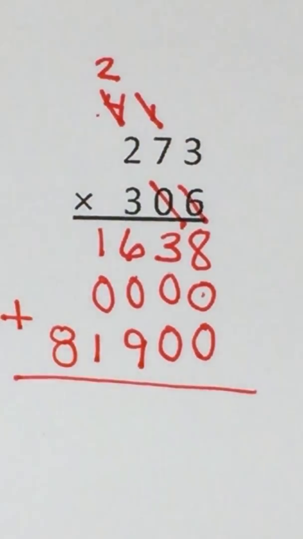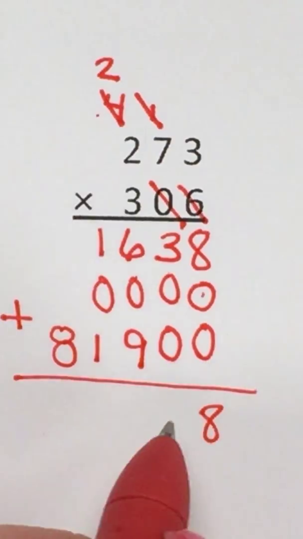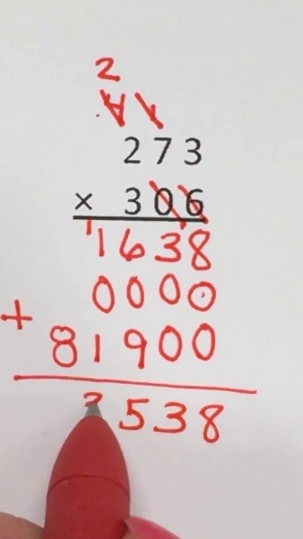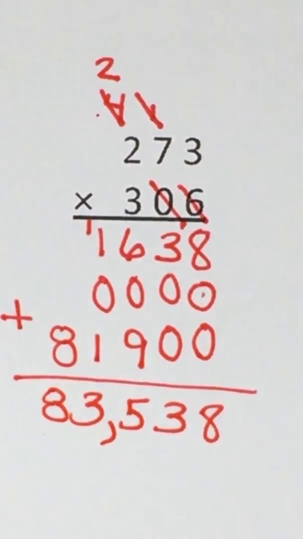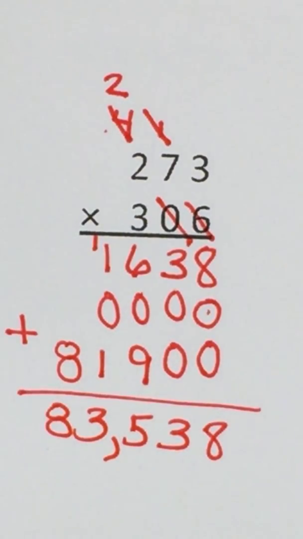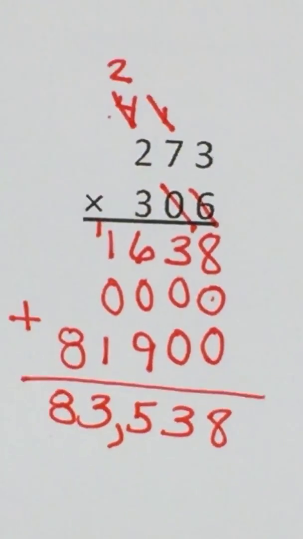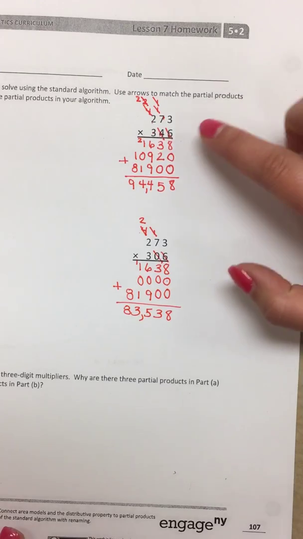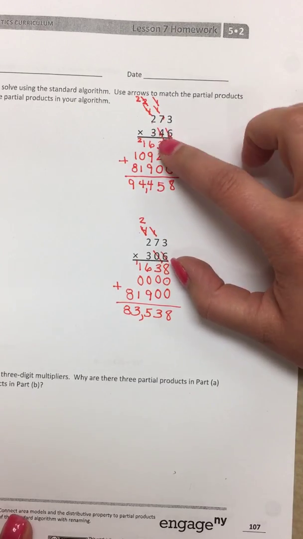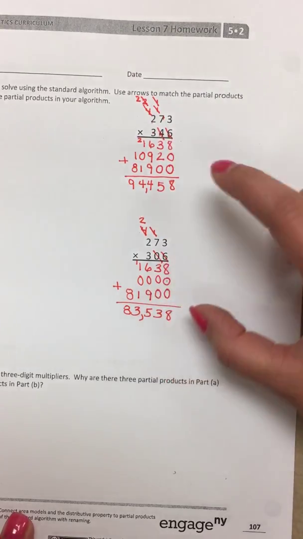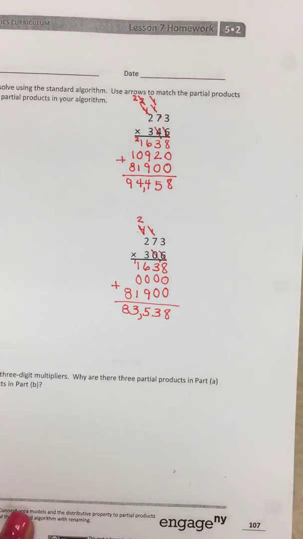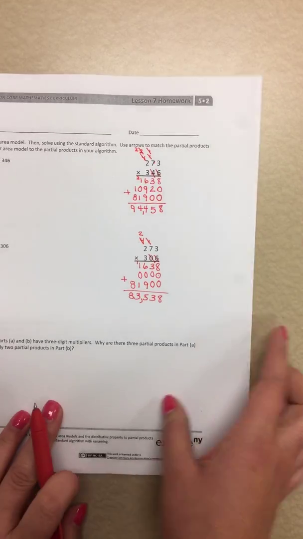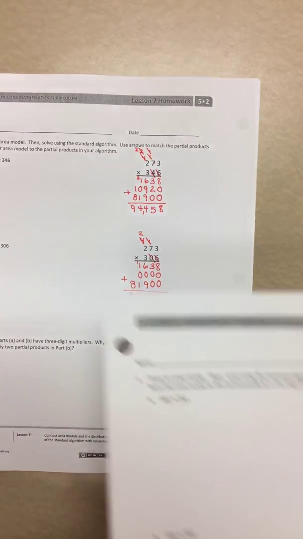And now I can do my addition. So I get 8, 3, 15, 3, and 8. 83,538. Okay, so if you look, these problems were very similar. One had a 4 in the tens place and one had a 0 in the tens place, but it altered my final answer by a decent amount. So let's look at lesson 7 problem set.